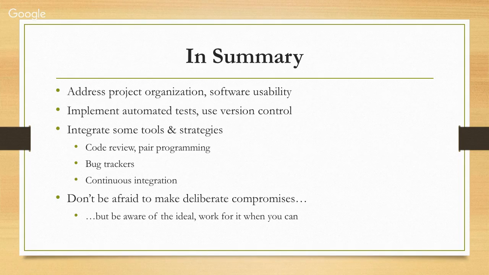So to summarize, we talked a little bit about project organization and software usability. I think it's critical that you implement automated tests and use version control as soon as you can in your research software project. And then as you're able, integrating some tools and strategies like code review and continuous integration, these things can have a positive impact on your research software project. And don't be afraid to make deliberate compromises, but this is not an excuse to ignore all of the best practices that are out there. Just make sure that you know why you're doing it and have a plan.